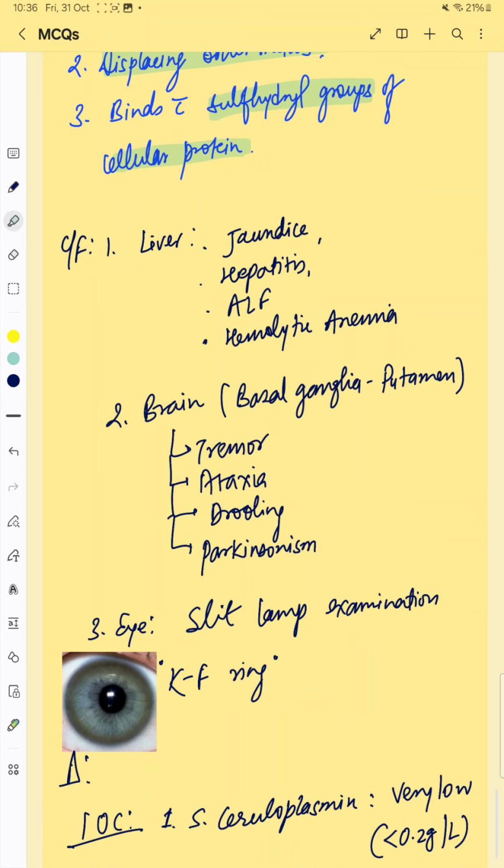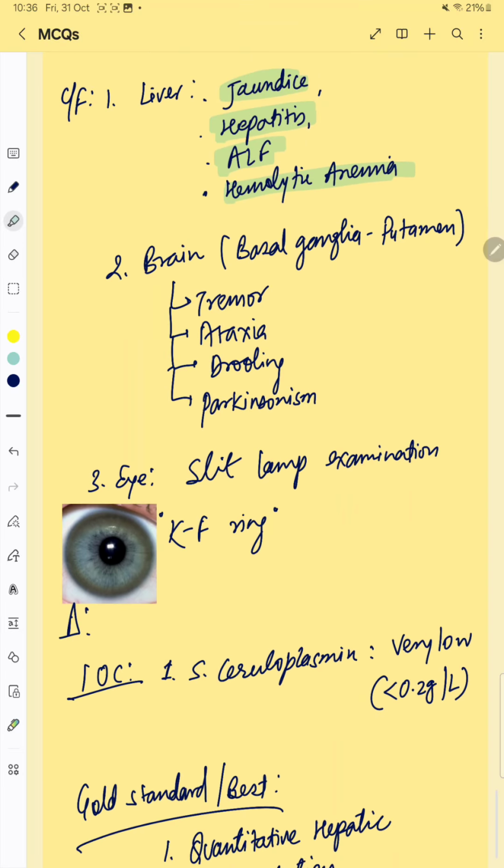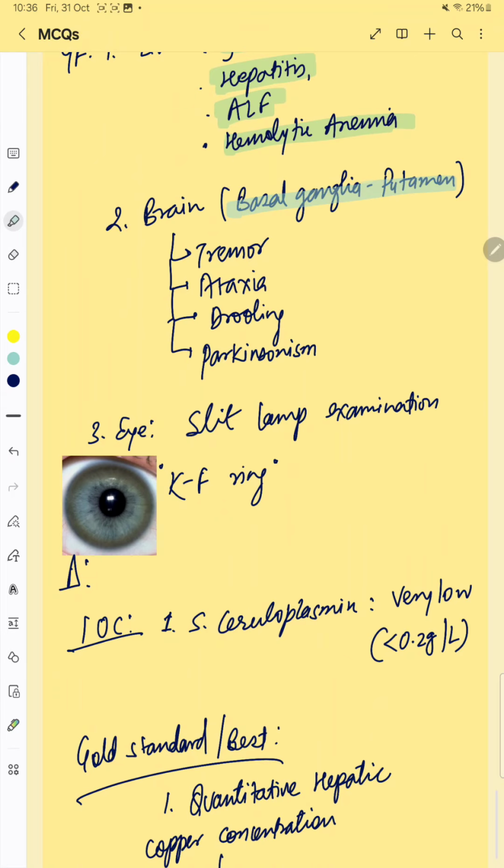Clinical features commonly seen in Wilson disease: in the liver there will be jaundice, hepatitis, in some cases sudden acute liver failure, and Coombs negative hemolytic anemia. Due to accumulation of copper in the basal ganglia or putamen, there can be tremors, ataxia, drooling, dystonia, and in some cases Parkinsonism may also result.